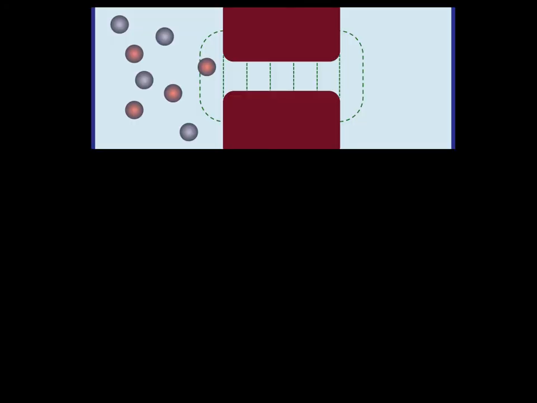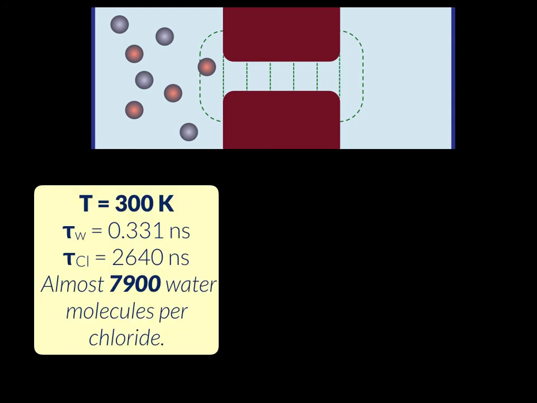Now I would like to briefly discuss the third issue that I mentioned earlier, and that is the issue of concentration. So I will be focusing on this one data point at 300 Kelvin. The water transport time scale is on the order of 0.3 nanosecond, while for chloride, the passage time is around 2.6 microseconds, which means that for every chloride that passes the pore, 7,900 water molecules would have done so.